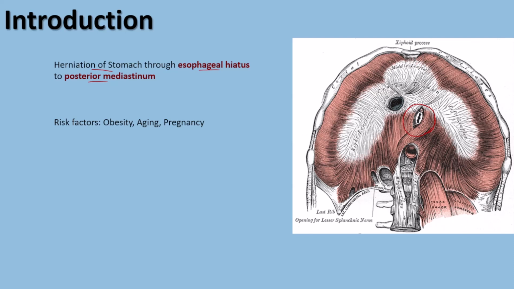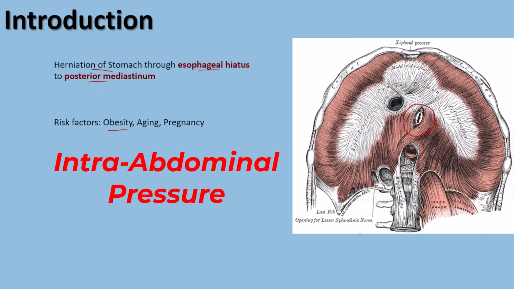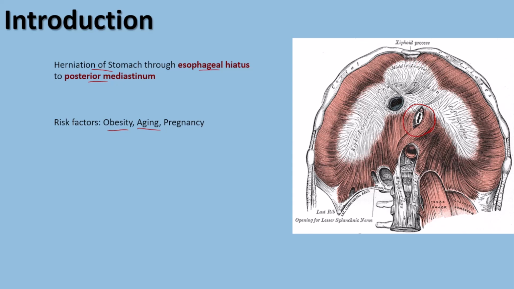And we have a few risk factors here. We can have obesity because it causes increase in intra-abdominal pressure and weakening of the esophageal hiatus. We can have aging. Due to aging, we have weakening of diaphragmatic muscles, and this helps herniation of the stomach through the esophageal hiatus. And another risk factor is pregnancy, because in pregnancy again we have increase in intra-abdominal pressure and it weakens the esophageal hiatus muscles, which causes herniation of the stomach through the esophageal hiatus to the thoracic cavity.